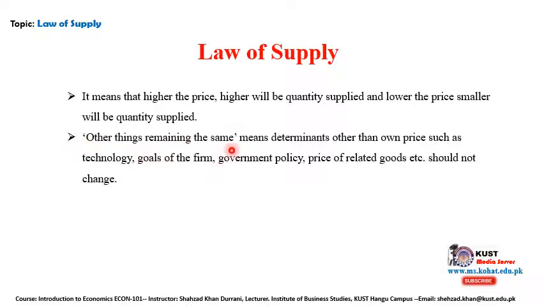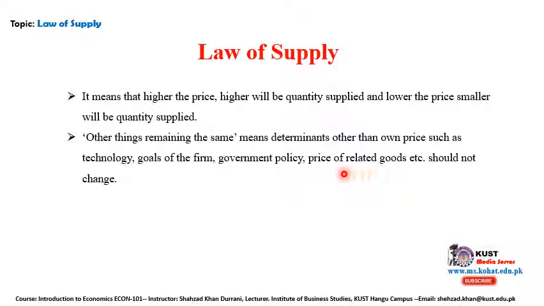So other things remaining the same, as we mentioned in our definition, means the determinants other than own price, such as technology and the goals of the firm. If the goals of the firm change, for example, maybe they will offer more products or fewer products. So it depends on the goals or objectives of the firm. Government policy, for example taxation policies, also matters. Your supply also depends on government policies.